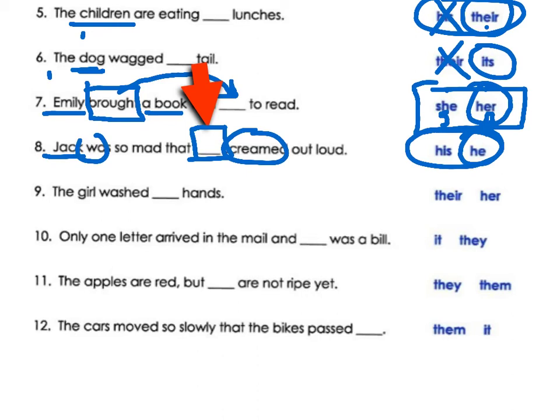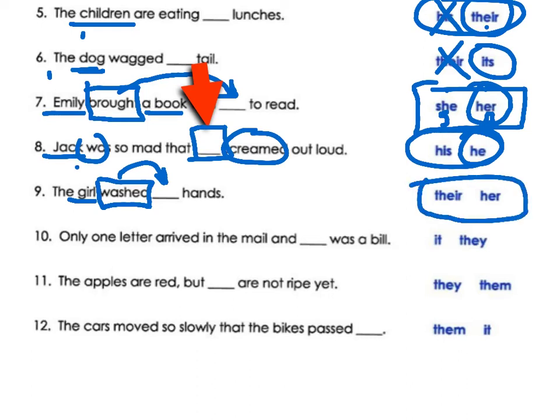Number 9, the girl washed blank hands. You've got the noun girl, you've got the verb here, which means that it's going to be an object pronoun following. So you've got two choices between there and her. Girl is just a single noun, so it can only be her.